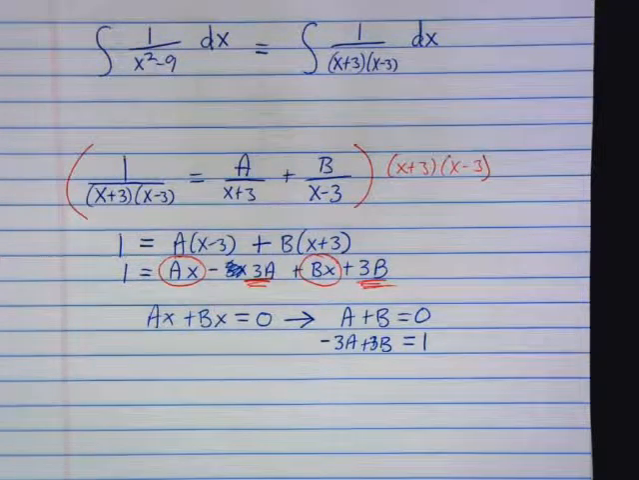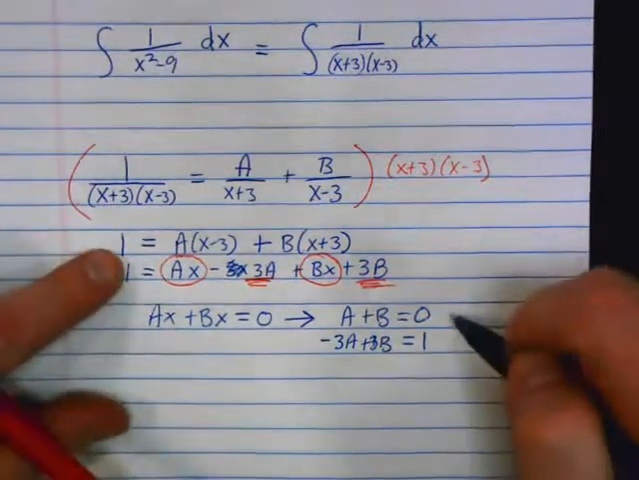How do you solve 2 equations, 2 variables? One way to do it is using a matrix. That's correct. I think that's overkill for this problem, but you could do it that way. Another way is to solve for one and plug it into the other.